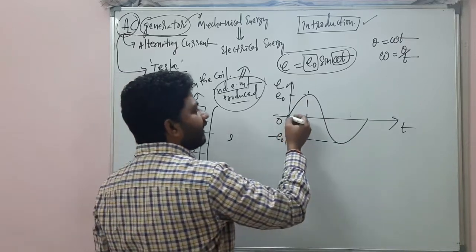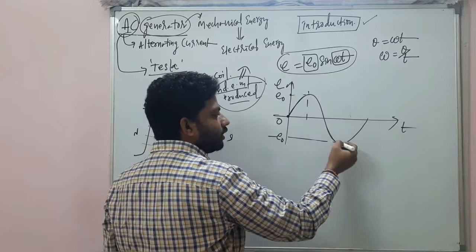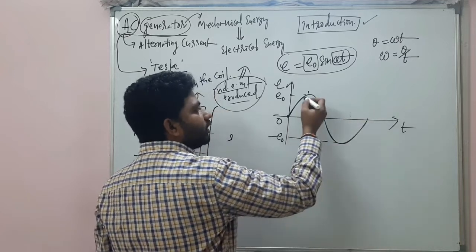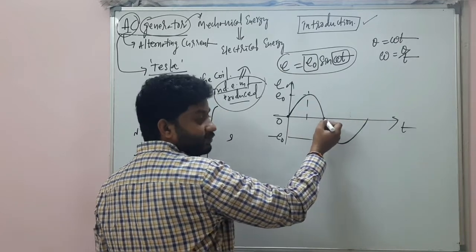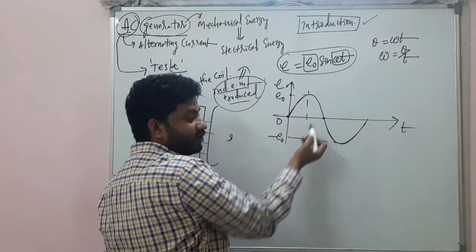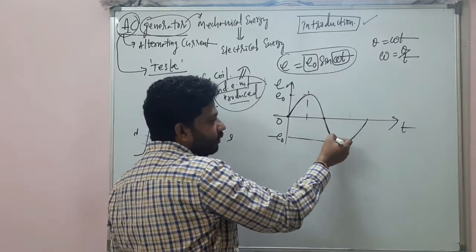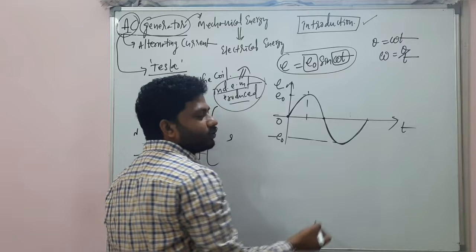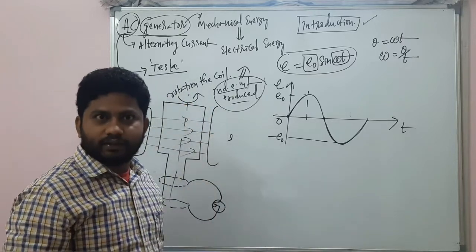So the current values are changing. Current values are increasing and decreasing. That means they become 0 also, you can see. The current value became 0 also. Again increasing in the opposite direction and again became 0. So this is called alternating current.